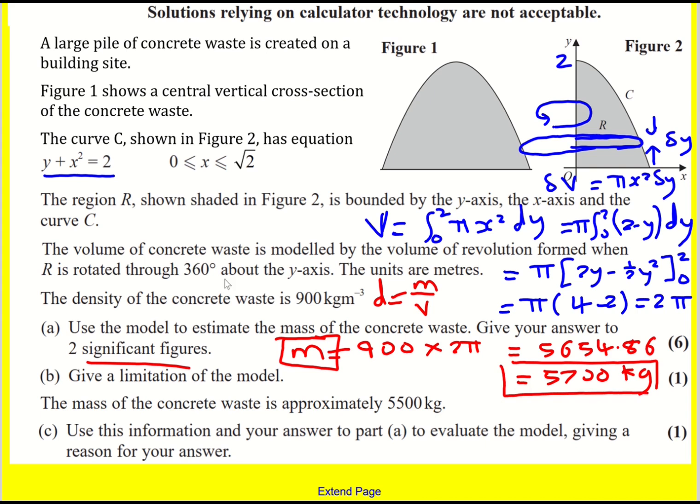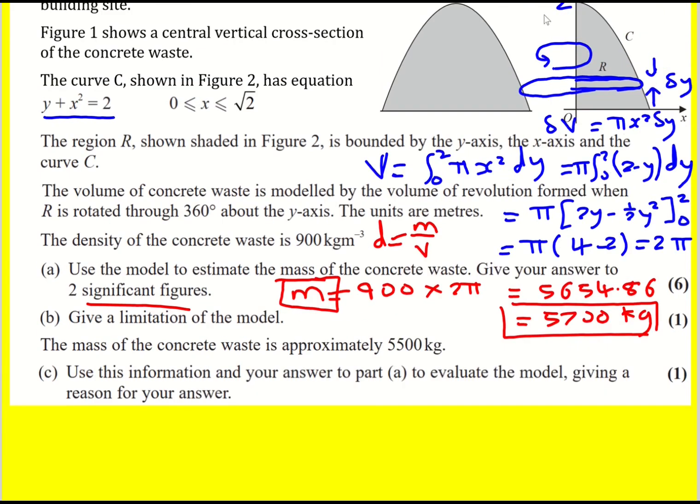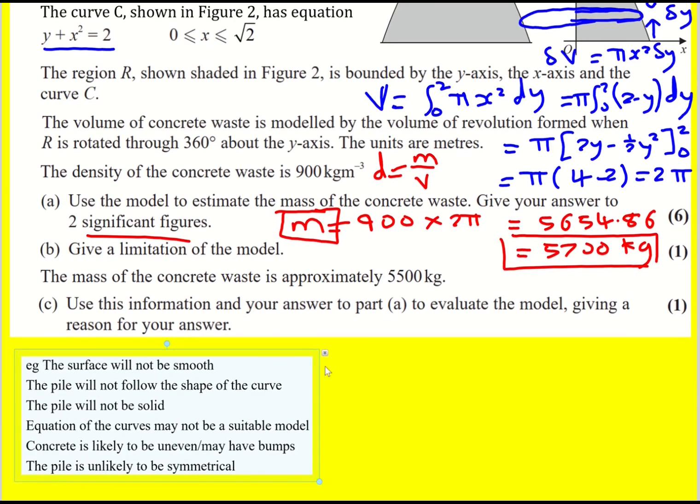Great. Give a limitation to the model. So I went with it may not be symmetrical. That is an assumption we're making when we're doing this volume of revolution. Here's some other things you could say. It's not smooth, which we've assumed. It might not follow the shape of the curve.